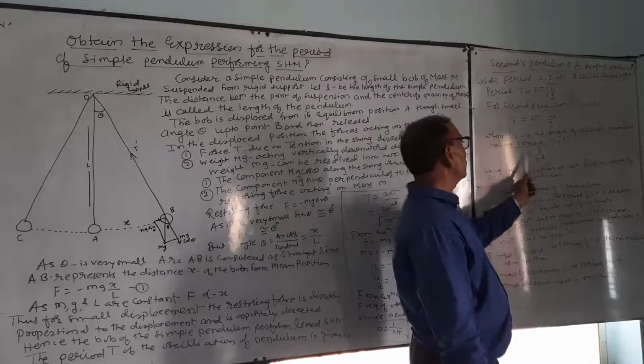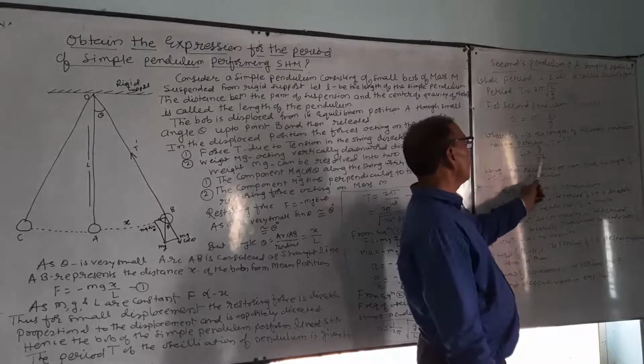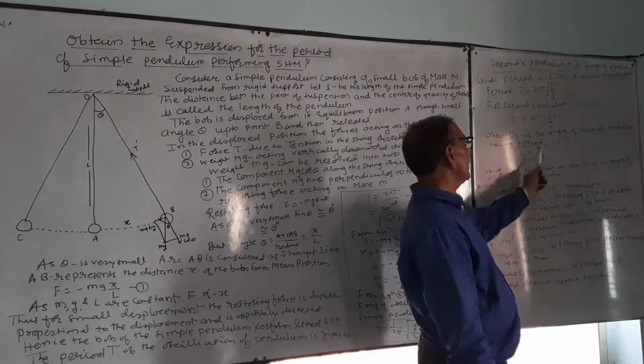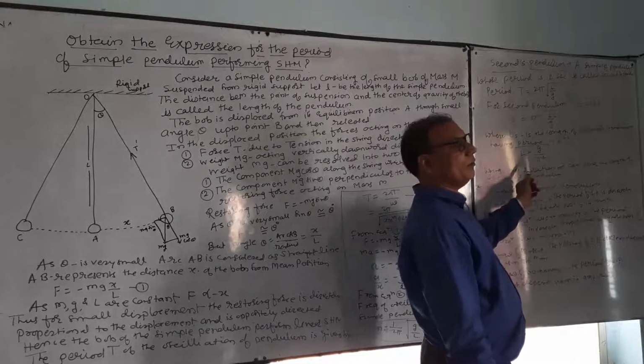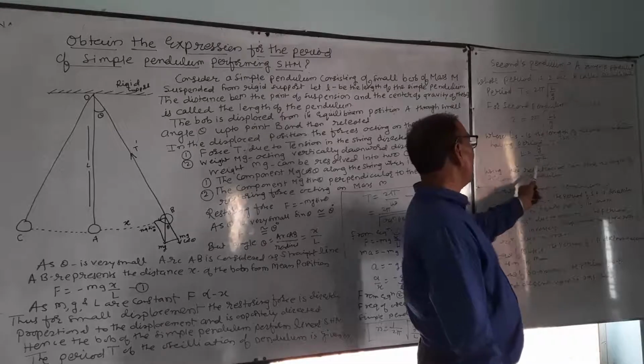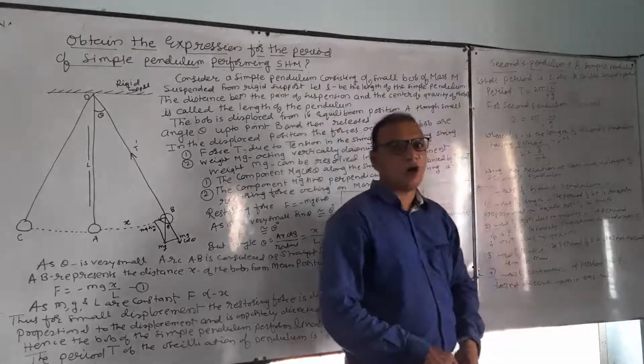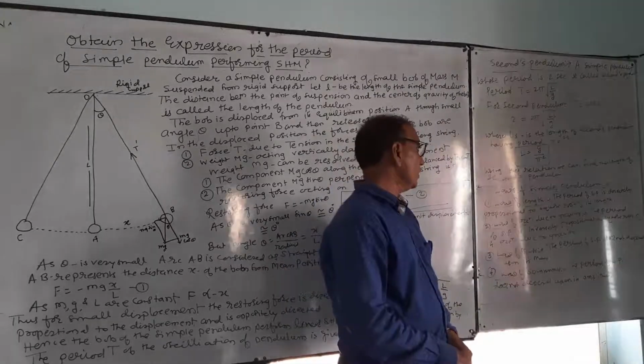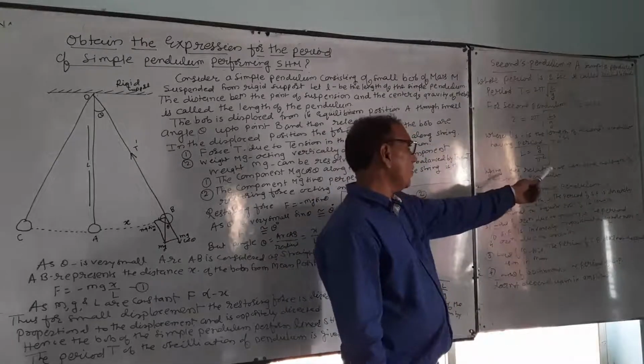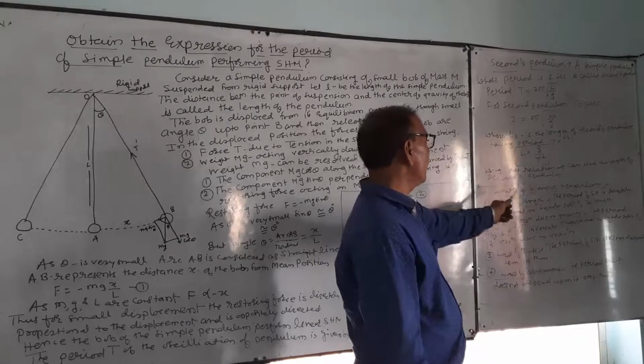Again, squaring both sides, L is equal to g upon pi square. This is the final equation for seconds pendulum. L is equal to g upon pi square. Using this relation, we can find the length of seconds pendulum.